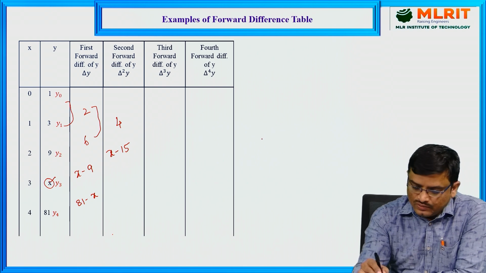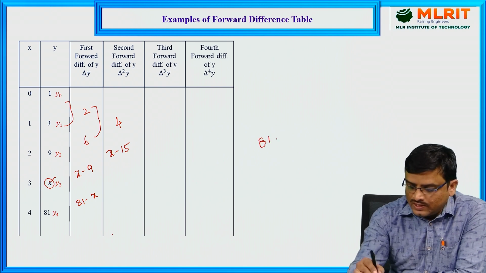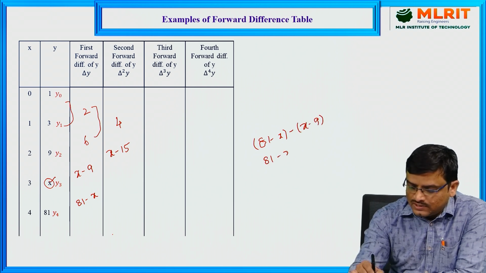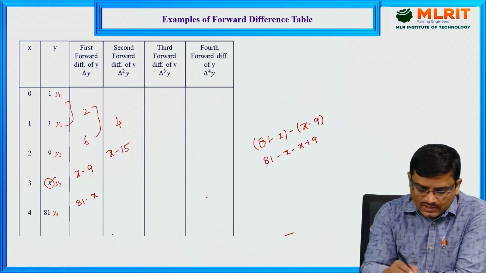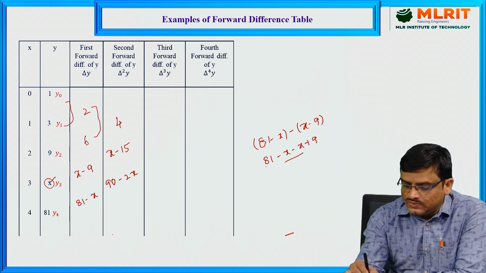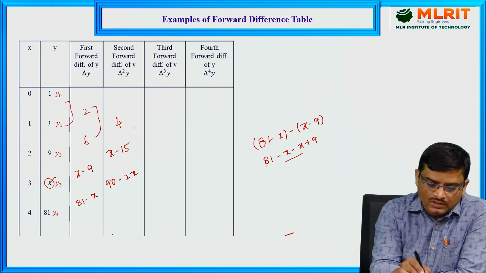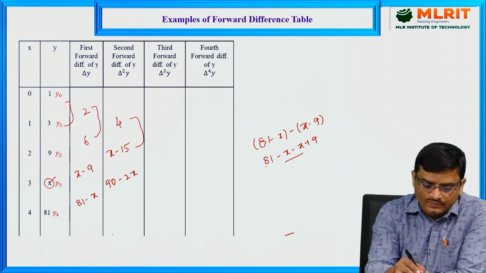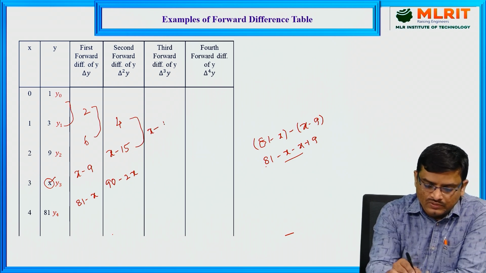If you want, you can do this. So 81 minus x, that is second value minus first value, x minus 9. Remove this: 81 minus x, minus of minus is plus. So 81 plus 9, you will get 90 minus x minus x, we can take it as minus 2x. Now find the difference of this once again. So you will get x minus 19.